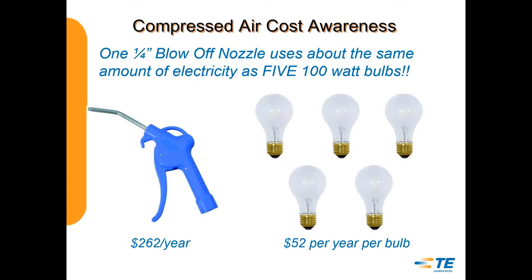One of the things when we started talking about it, we have a lot of these blow-off nozzles, and a lot of the operators clean off their machines at the end of the shift with compressed air. The 1/4-inch blow-off nozzle uses about the same amount of electricity as 500-watt bulbs. So that was kind of eye-opening for all of us. Like I say, it does make people a little bit aware of how expensive compressed air is. In general, I think the thought is that compressed air is free and we can blow it and use it as we see fit, but it's actually the most expensive utility that any manufacturing facility will use.